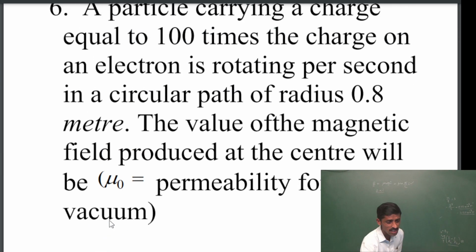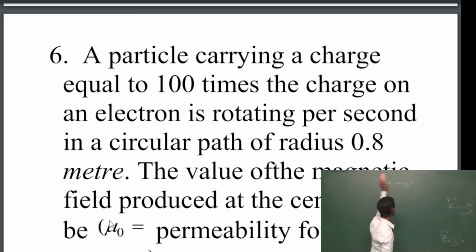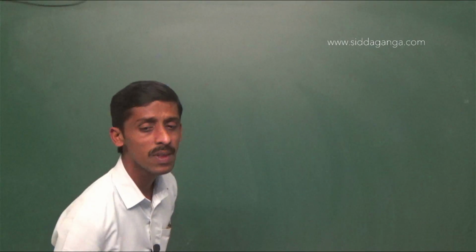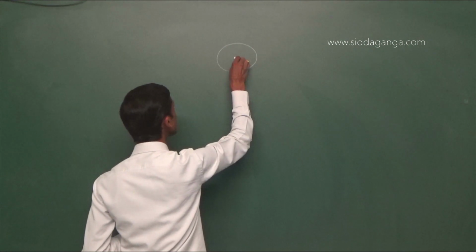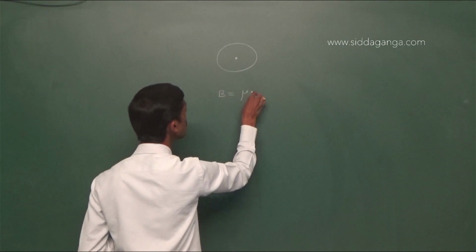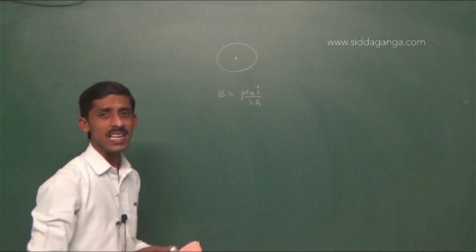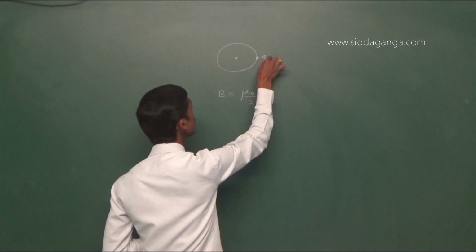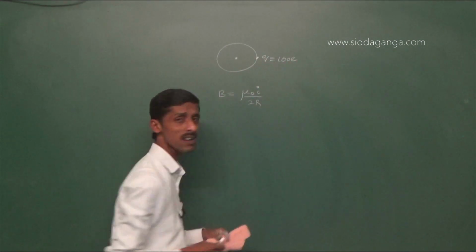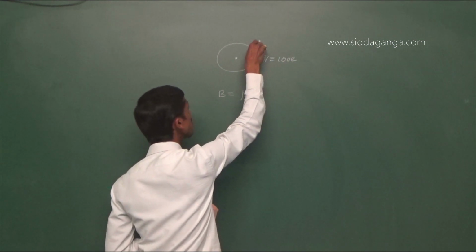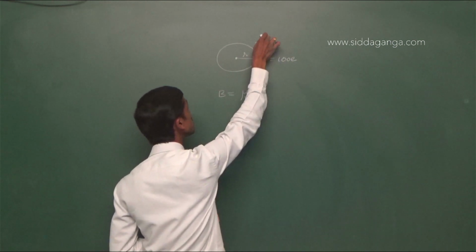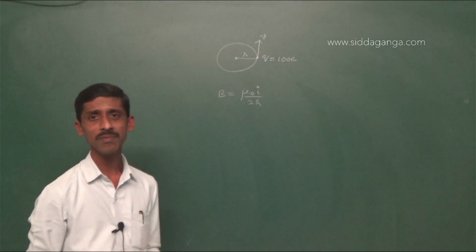So there is a charged particle whose charge is 100 times the charge of the electron, which is revolving in a circular orbit or circular path. We know the expression for the magnetic field at the center of a current loop: B is equal to mu naught I by 2R, where R is the radius and I is the current. Instead of current, here we have a charged particle having charge 100 times the charge of the electron.